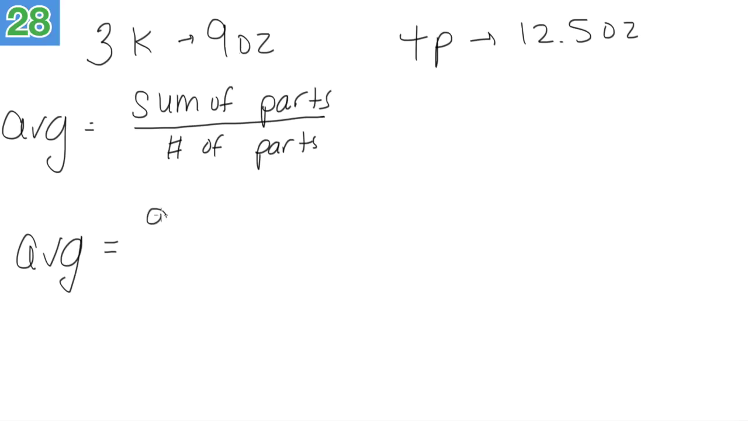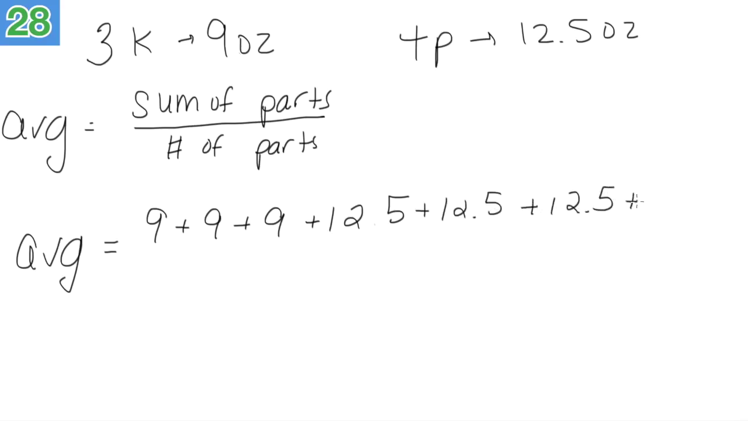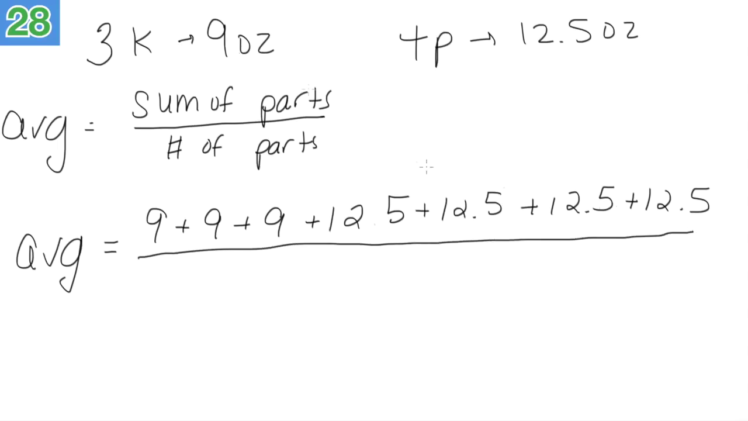So we have 3 kittens that are each 9, or we're going to pretend that because it'll work. And then each of the 4 puppies is 12.5 ounces. And now, on the bottom of an average, you write the number of parts. How many things are there? There are 3 kittens and 4 puppies, so there's 7 total things.